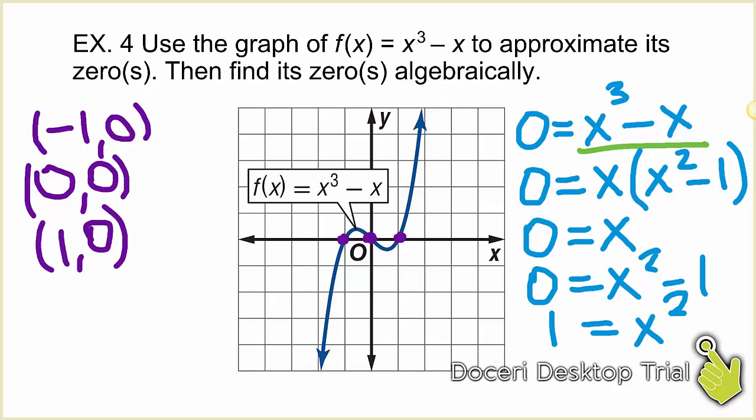And remember, to cancel out a square, we take the square root of both sides. Whenever you take the square root of something, remember it's always the positive and negative square root of that number. Well, the square root of 1 is just 1, but this is going to give us two solutions, positive and negative 1. So that's our three solutions that we actually got graphically as well: 0, negative 1, and positive 1.